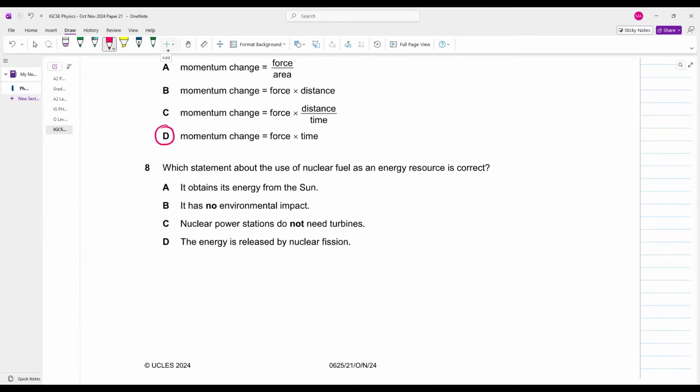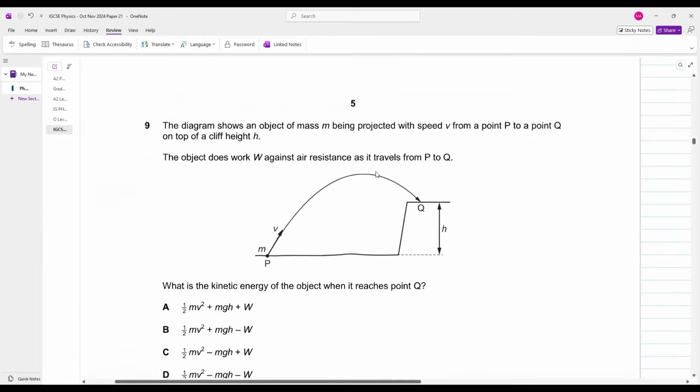Which statement about the use of nuclear fuel as an energy source is correct? The energy is released from nuclear fission reaction. That is correct for nuclear energy.